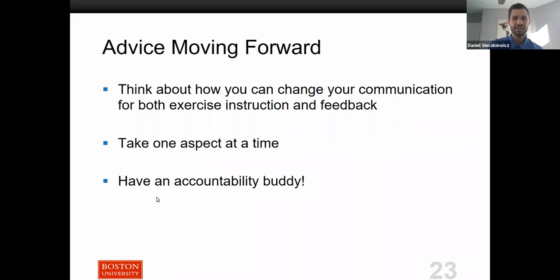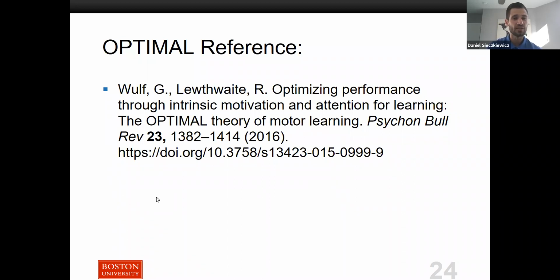All right. Here's the reference for the OPTIMAL paper if you'd like to read it yourself. There are several other experimental examples of how some of these concepts have been used in sport and in other tasks that you can translate to your own clinical practice. Almost think of them as little vignettes that tell a nice story on how to apply the OPTIMAL theory. So here's the reference there for you.